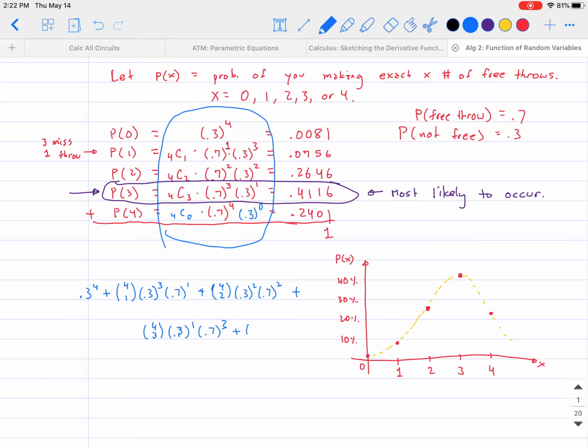And then the last one, which is going to be 4 choose 0, if you want to write that out. So that's going to be 0.3 raised to the 0, and then times 0.7 raised to the fourth. Now, supposedly, when you add them all up, that's supposed to be our answer, which is equal to 1.